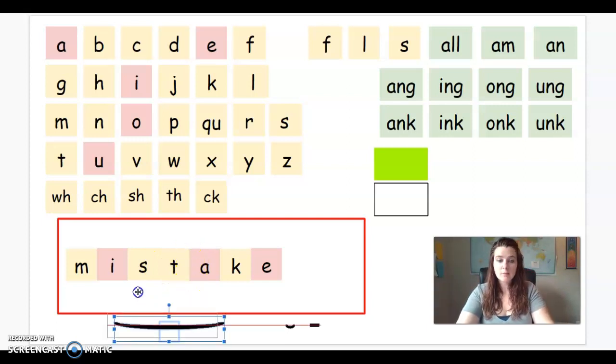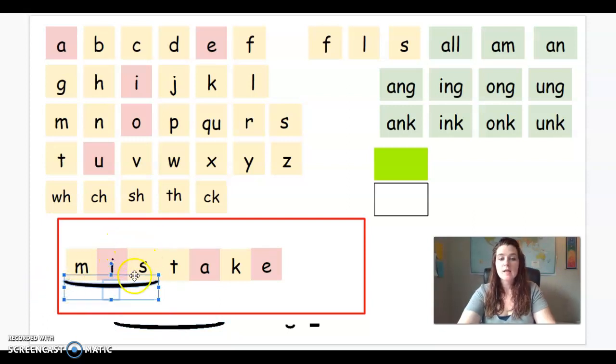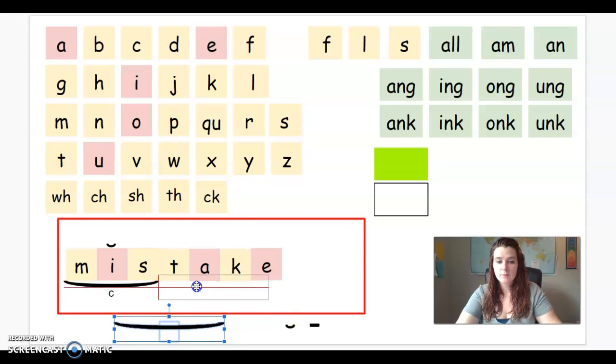So my first syllable is going to be my first closed syllable. Remember that short I is closed in by this consonant S. So this is a closed syllable. Let's write our C in there like we did before. And because it's a short vowel, let's put our breve over top of our I to tell us it's a short I. There's our first syllable. The rest of the word is our second syllable because we were looking at 2-syllable words.